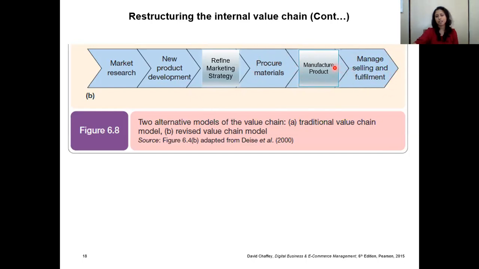fulfillment. Now you can see here, before coming to manufacturing or before coming to procurement straight away, here a considerable focus has been given to market research and new product development, unlike in the traditional model where this type of need identification or studying the nature of the market was not present. But in the restructured value chain, you give prominence to activities like that, so that you get a better idea about the nature of the market. So here, before coming to the stage of procurement, you go through all these stages, right?